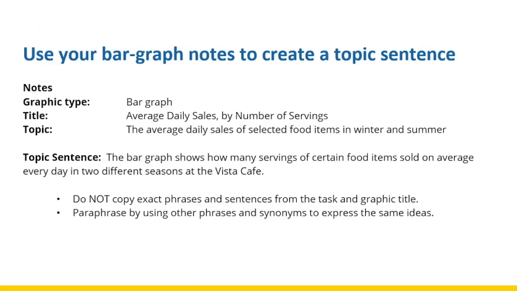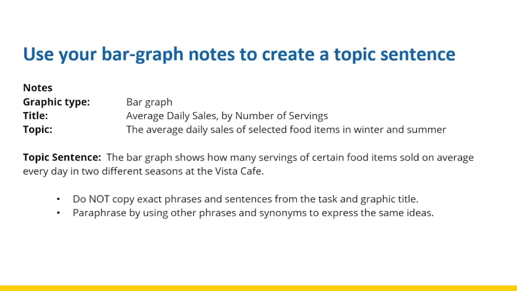And now on the slide you can see how you can use your bar graph notes to create your own topic sentence. As you remember, we had notes about graphic type, which was bar graph. Our title was average daily sales by number of servings, and topic was the average daily sales of selected food items in winter and summer. When you're writing your topic sentence, try to use the information you have, the notes that you determined your topic with, and you can write something like this.